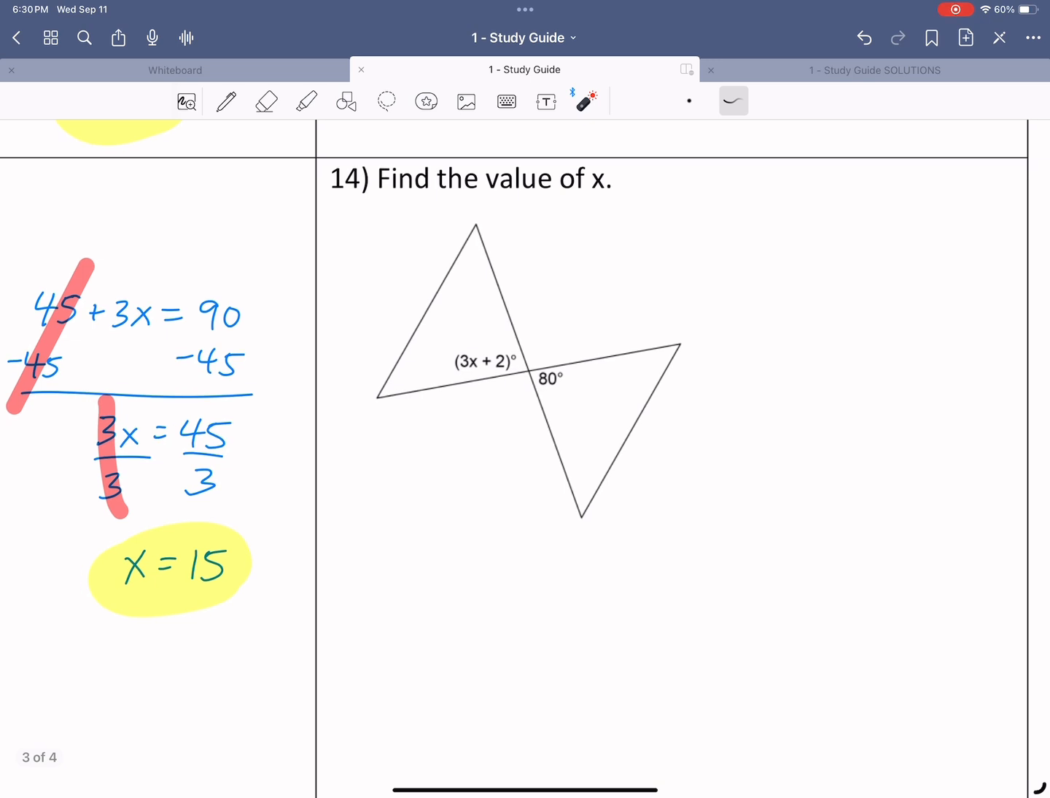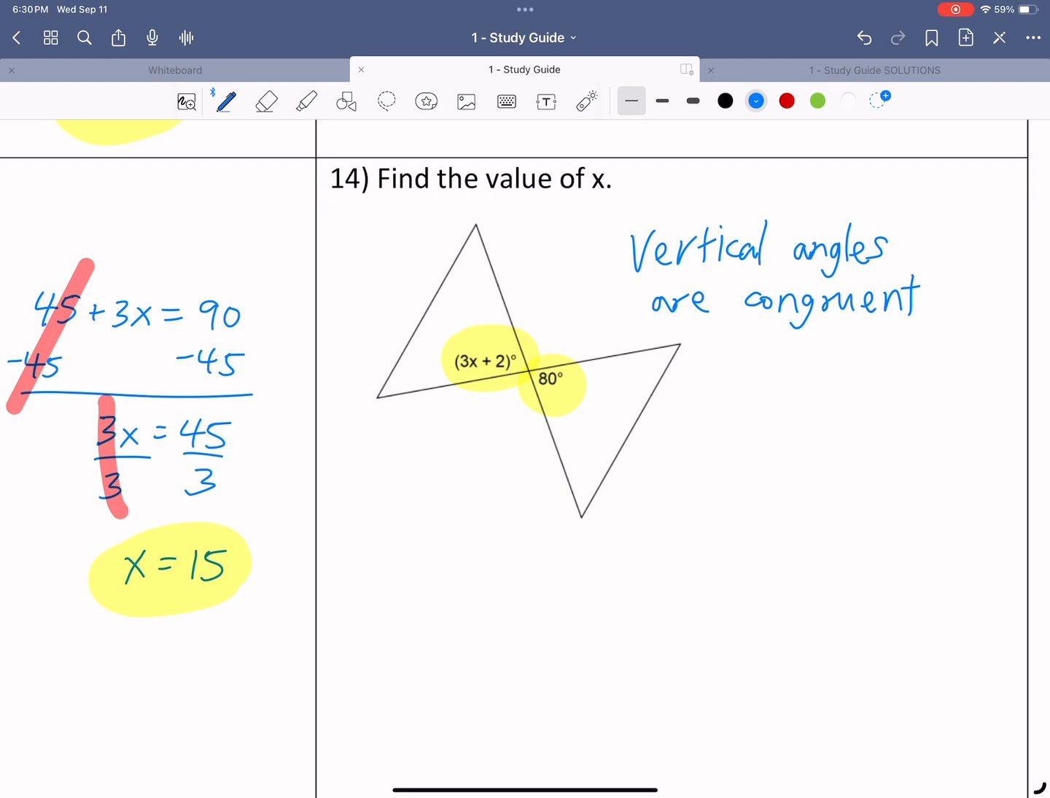Okay, this one's a vertical angles problem. Remember, if you have vertical angles, you form this little x. Everything that's across from each other is the same. They're equal to each other, okay? So I'm going to highlight these two angles. Remember, vertical angles are congruent.